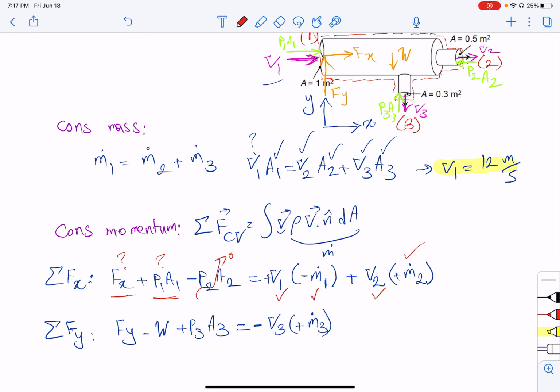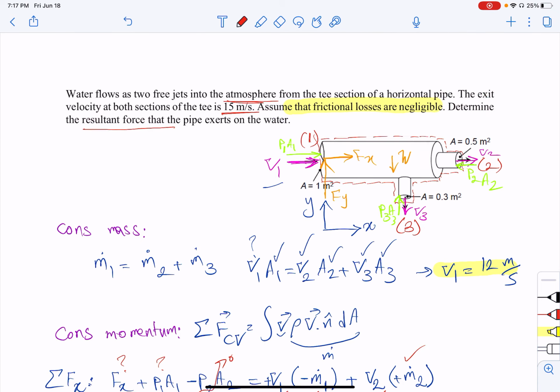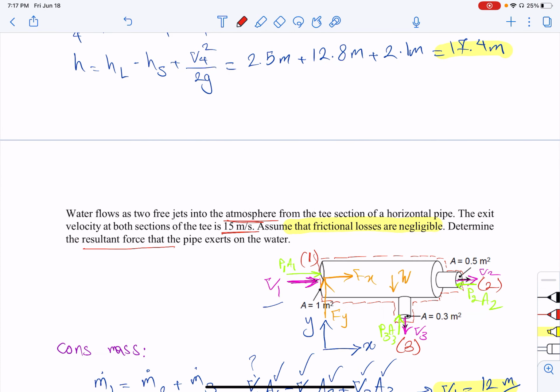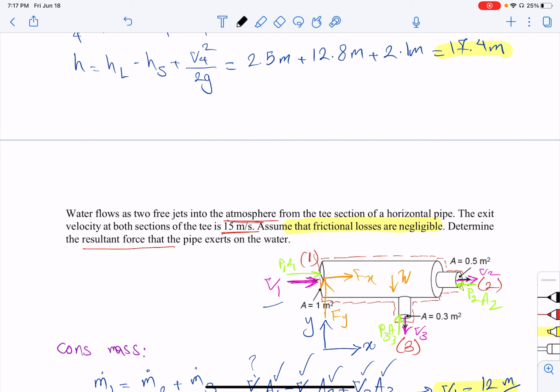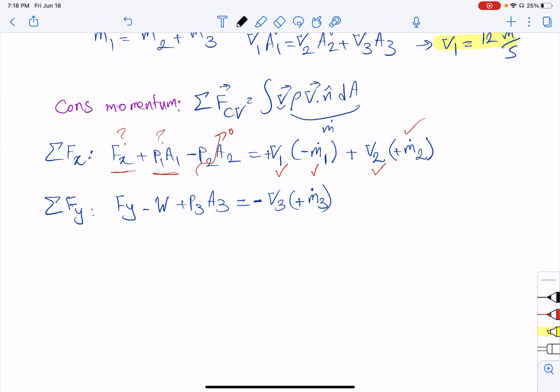So what I have here is I also have a weight. Let me write it down, weight here. This is given by the question. So let me write it down here. The overall weight, meaning the water and pipe, is going to be equal to 100 kilonewtons, right?